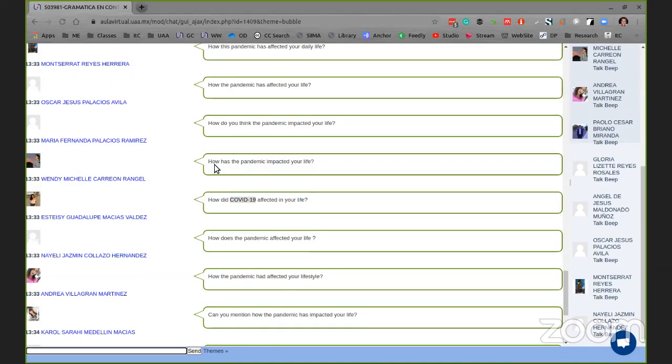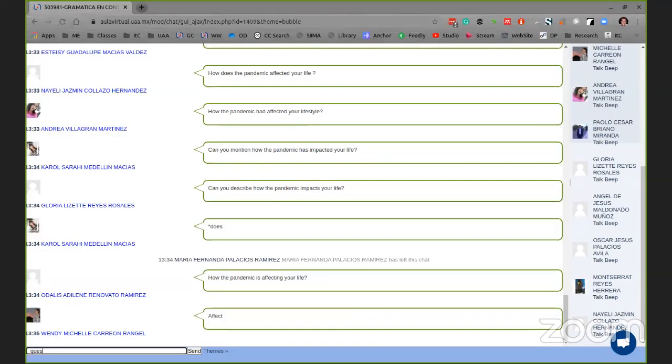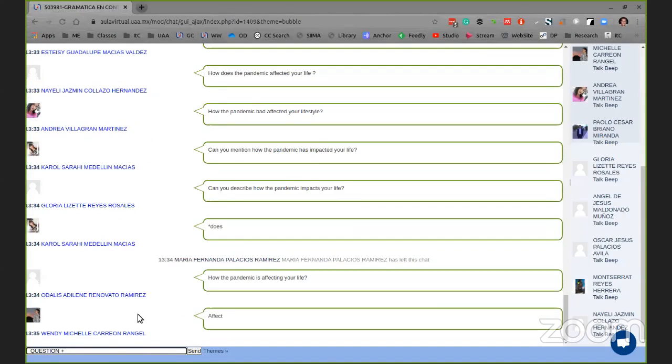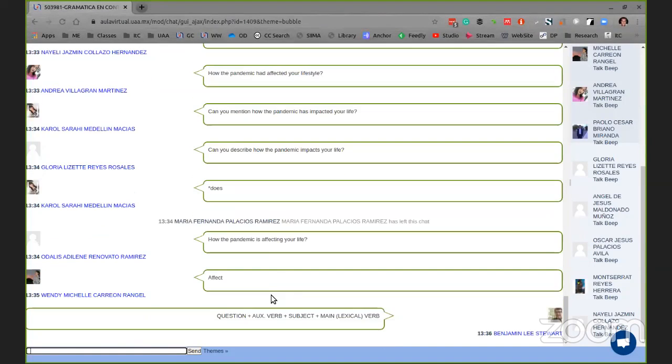We have the question word how, and I'm going to write my little formula here. All right. So we got the question word. I'm going to write this in the chat. Question word plus what comes after the question word? And in Wendy's example, how has the pandemic? So we have auxiliary verb plus the subject plus the main verb. The main verb or the lexical verb. All right, so take a look and make sure you have this someplace in your notes.